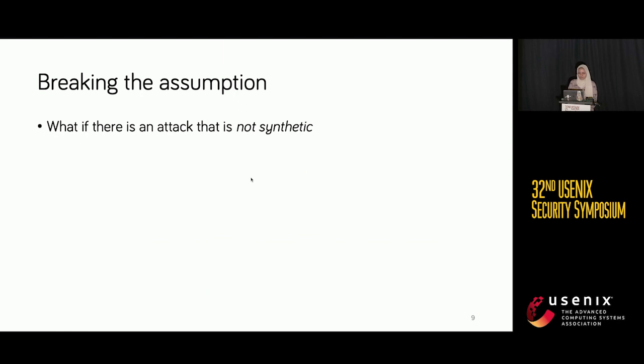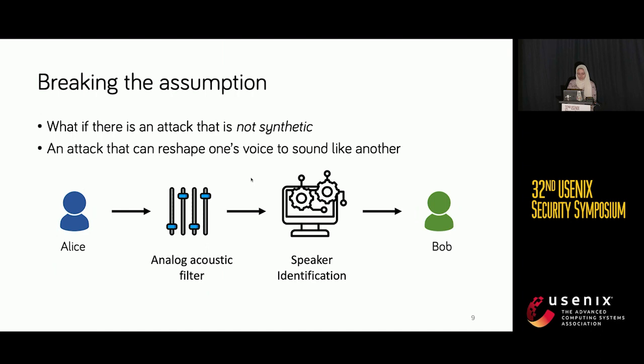So now we ask the important question: how do we break that assumption? Can we break it? What if there is an attack that is not synthetic, not digital? An attack that can reshape one's voice to sound like another, but still hold the natural features in it. Our answer to that is to use an analog acoustic filter. The acoustic filter applies a natural transformation to someone's voice, like Alice, to sound like Bob. But it's still a human voice, not synthetic. There is no digital component in it.